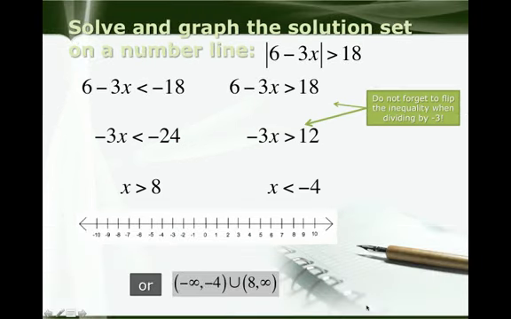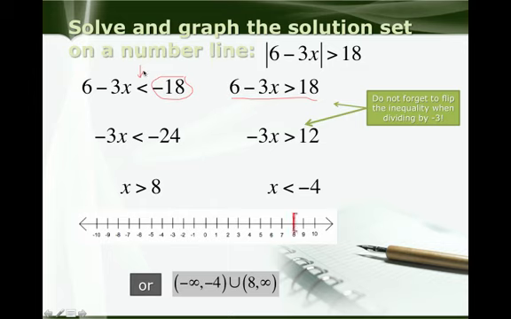Okay, solve and graph the solution set on a number line. We have absolute value greater than 18. Absolute value greater than 18 means I have to write two separate inequalities. I have my positive, just as I read it, 6 minus 3x greater than 18. Then when I make the 18 negative, I also have to flip the inequality. So I have 6 minus 3x less than negative 18 and 6 minus 3x greater than positive 18.